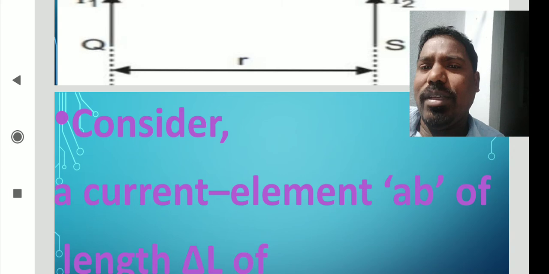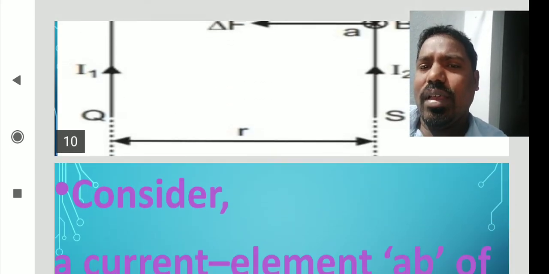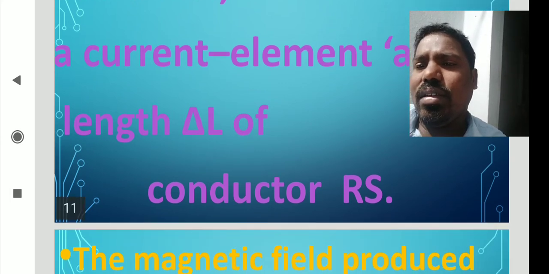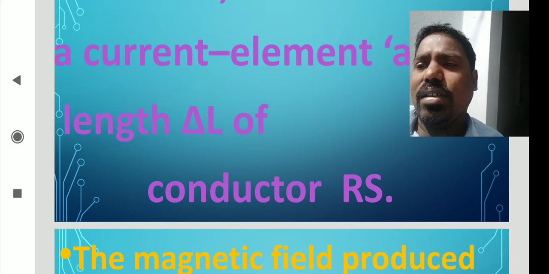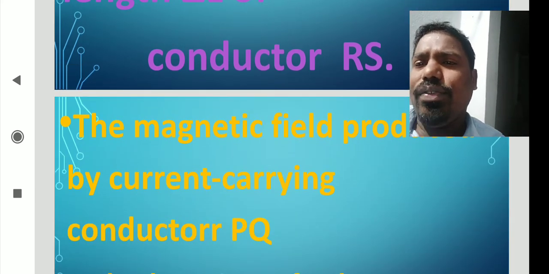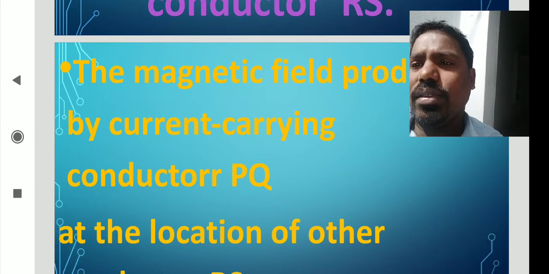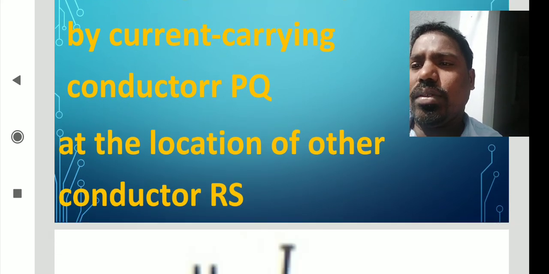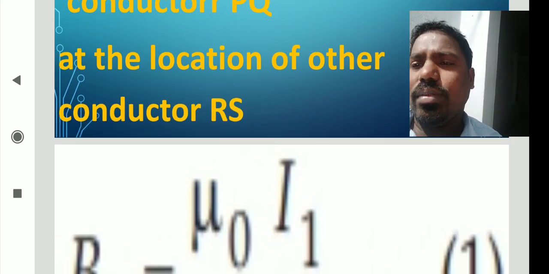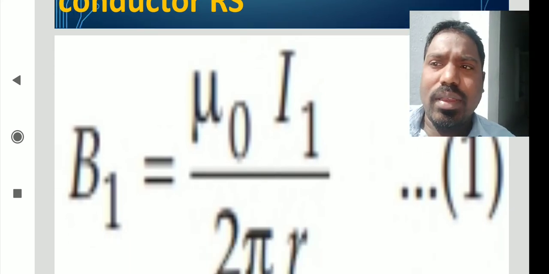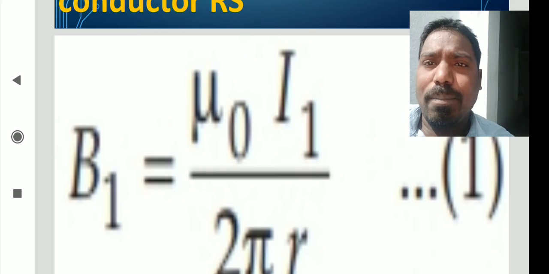Consider a current element AB of length delta L. The conductor is RS. Next, the magnetic field produced by the current carrying conductor. Because of the current in RS, a magnetic field is generated at PQ. That is, at the location of the other conductor, the field is generated due to the effect of the conductor.